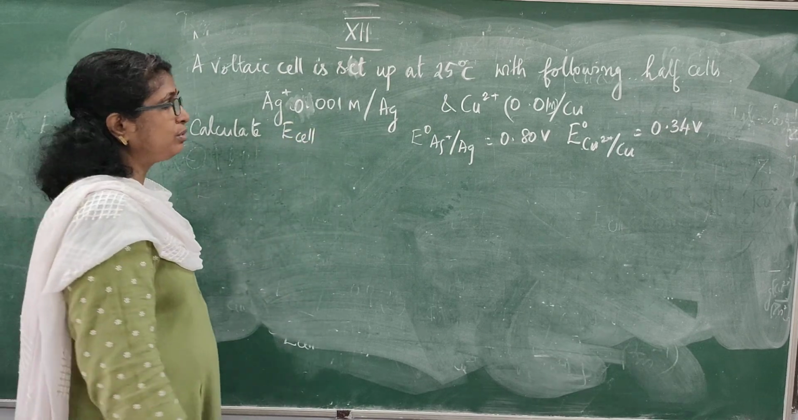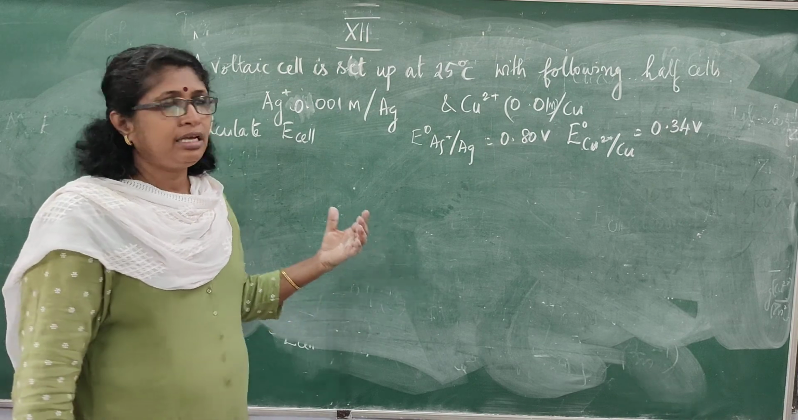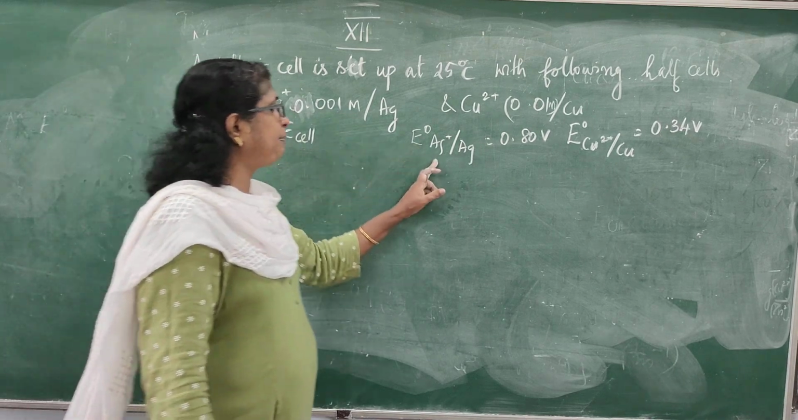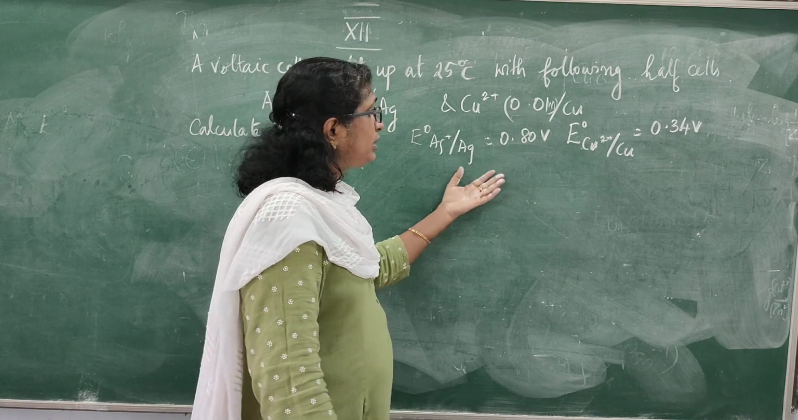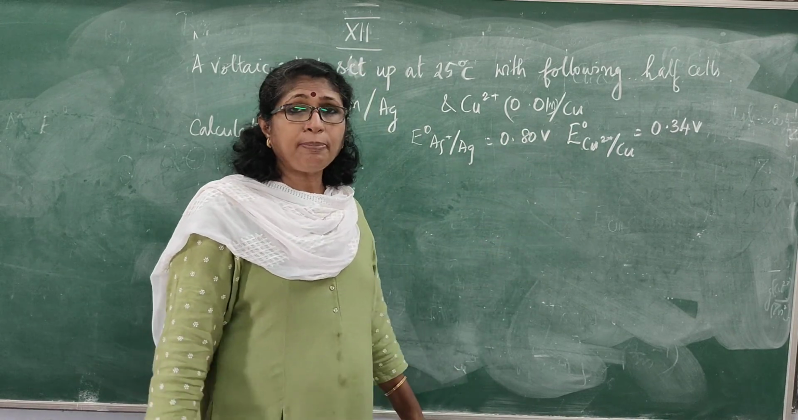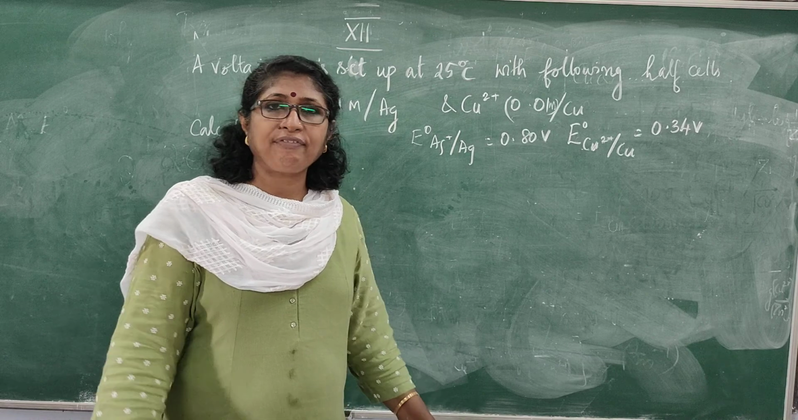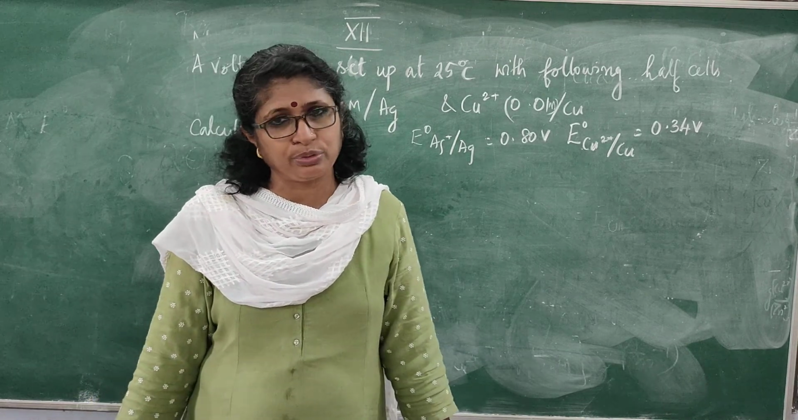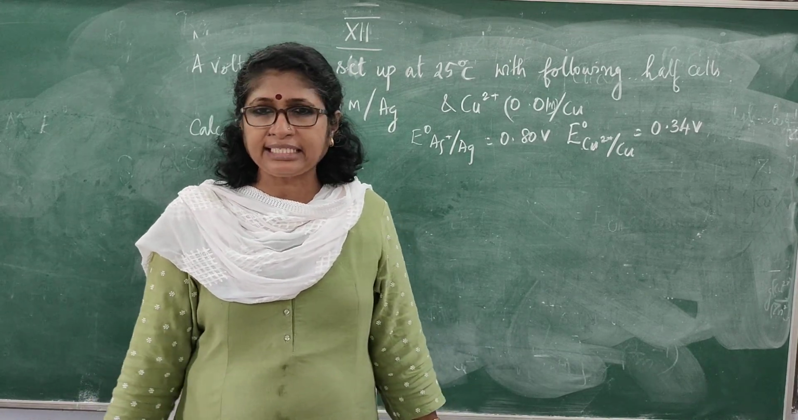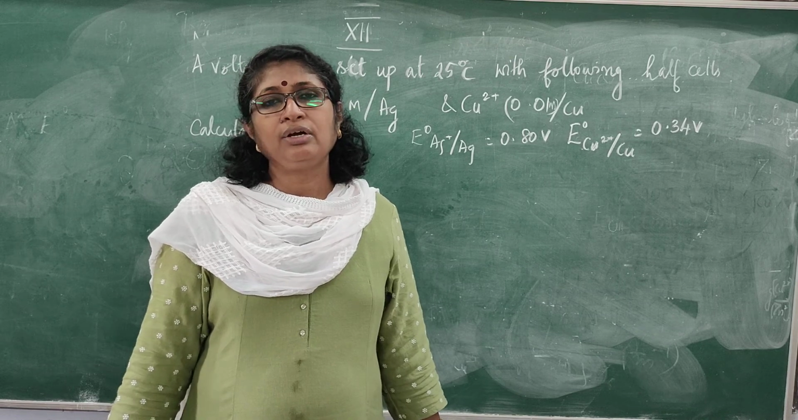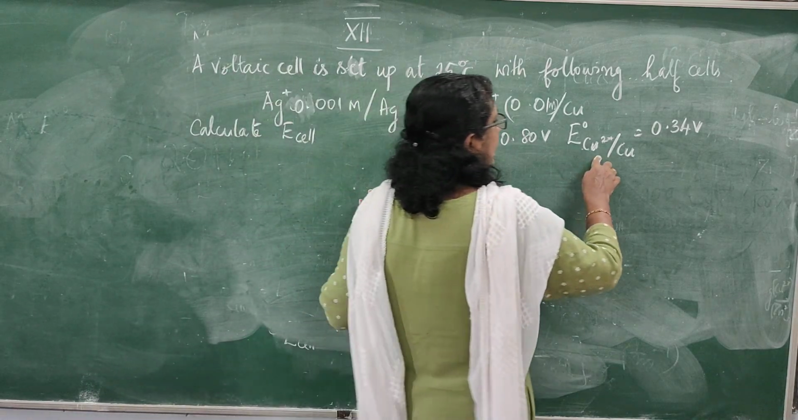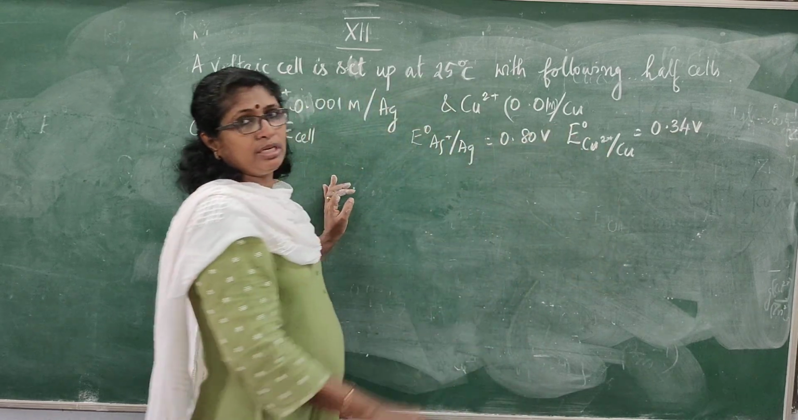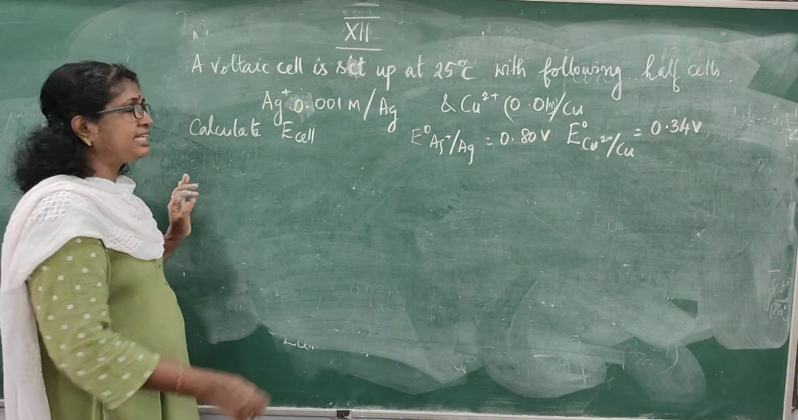First you have to construct the cell. See, you are given Ag+|Ag E° value and Cu2+|Cu. Both are positive. If both are positive, that means both have a higher tendency to get reduced. Then which will we take as the anode? The one which has the lower positive value. This will be the anode and this will be the cathode. So first construct the cell.